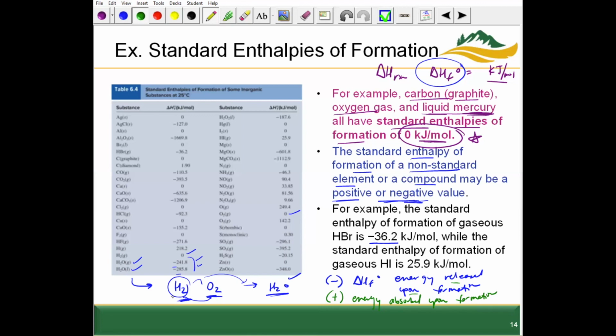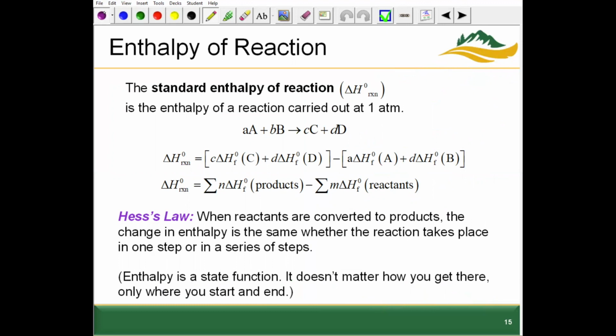So we can have enthalpies of formation for these individual atoms and elements. We can also have enthalpies of formation for things like water. So two different elements coming together. They can be negative and positive signs, so let's keep going. We set the stage for the standard enthalpies of formation.